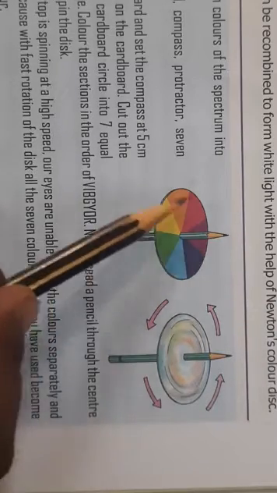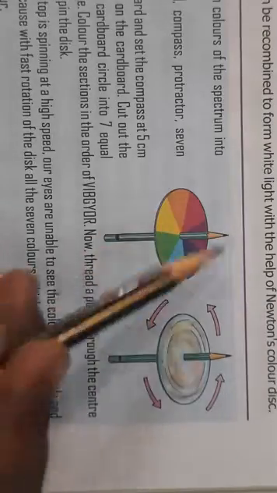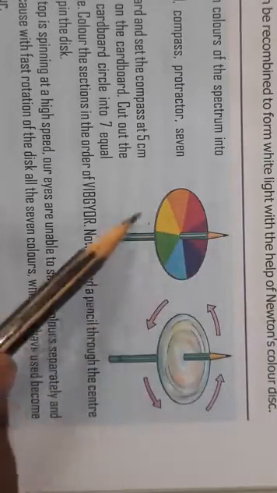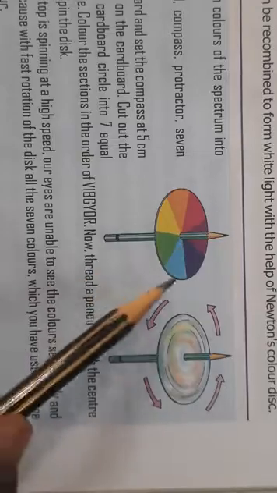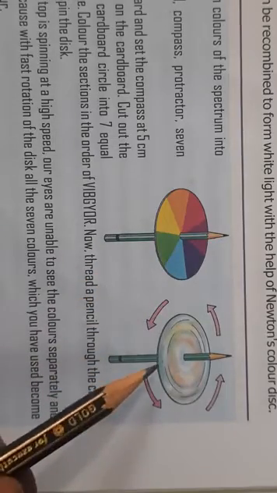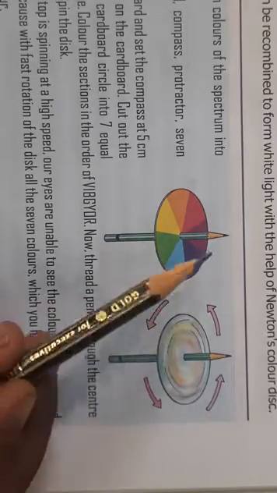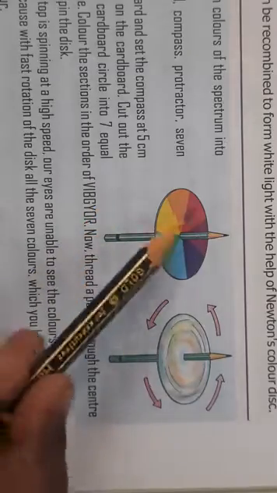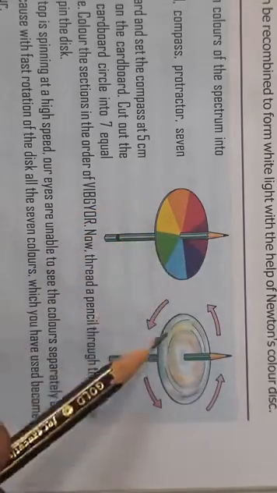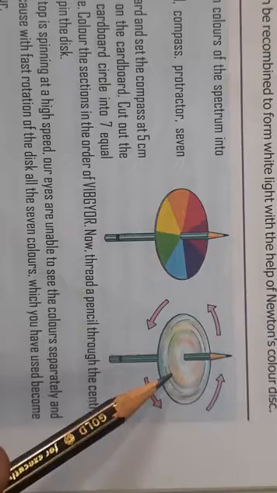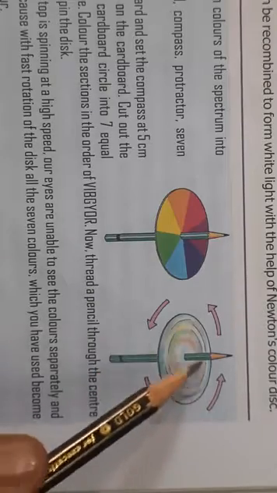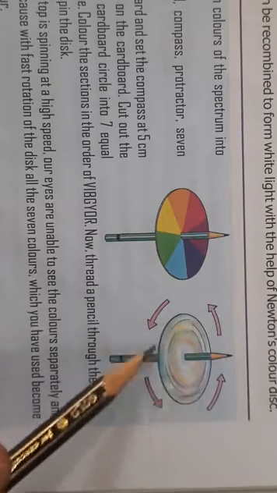And then what will you do, you have to rotate it at high speed. When you rotate at a high speed, after some time you will see that you will not be able to see the colored lights, the colors of the spectrum. After some time you will see that only white light will be visible. That means it will look like white color.